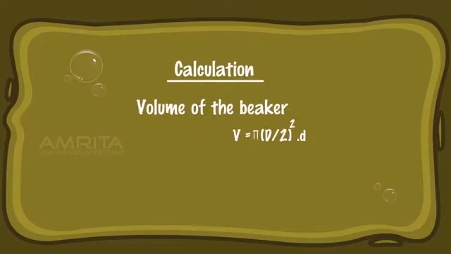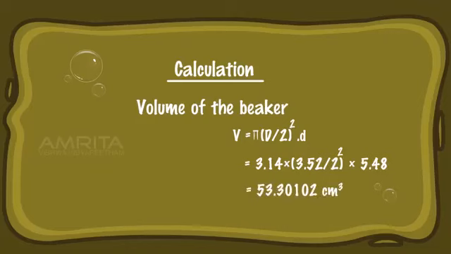Volume of the beaker V is equal to pi into D by 2 the whole square into D. That is equal to 3.14 into 3.52 divided by 2 the whole square into 5.48, which is equal to 53.30102 centimeter cube.